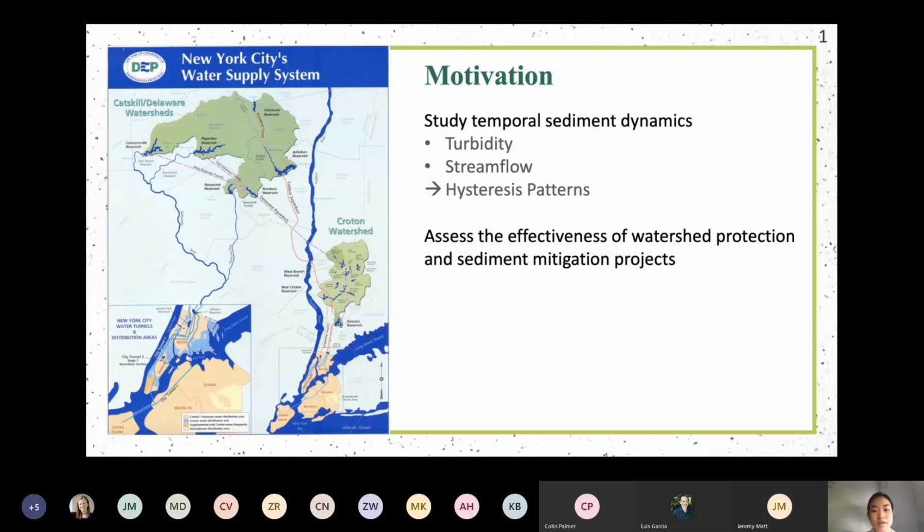To solve this problem, the New York City Department of Environmental Protection decided to implement watershed protection and sediment mitigation projects informed by studies on temporal sediment dynamics. They chose this instead of building a filtration plant because it can be very costly, up to $10 billion for the size of the New York City water supply system. These studies look specifically at turbidity and stream flow, and the method related to my project is hysteresis pattern classification, which I will talk about more later.